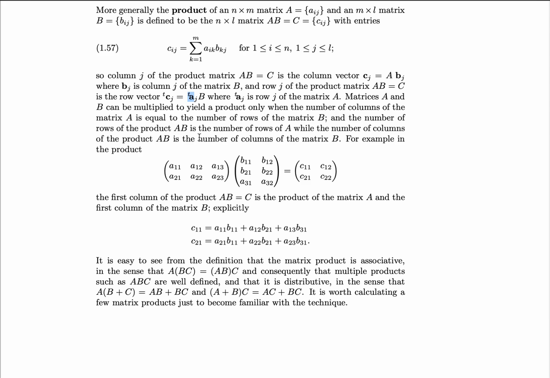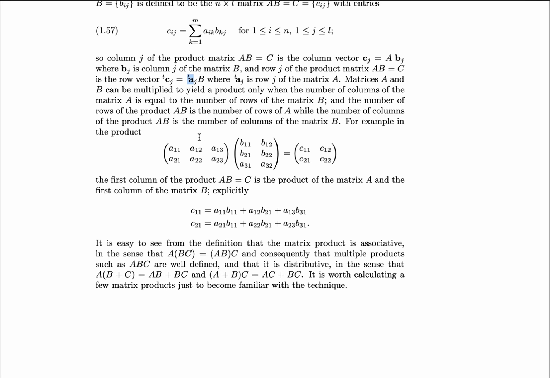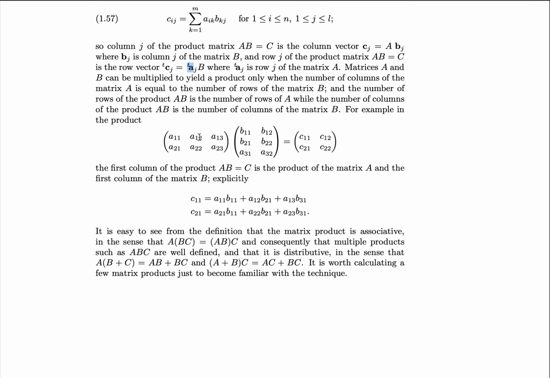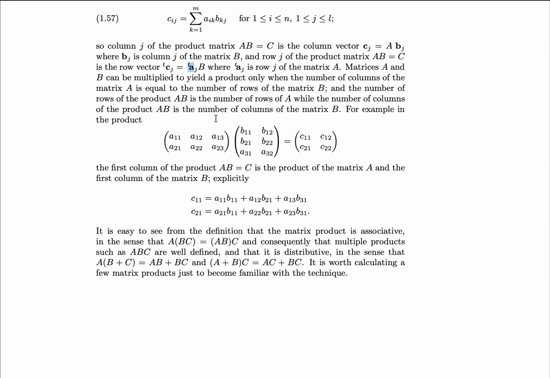These matrices can only be multiplied to yield a product when the number of columns of the matrix A is equal to the number of rows of the matrix B, and the number of rows of the product AB is the number of rows of A, while the number of columns of the product AB is the number of columns of the matrix B. As an example, this 2 by 3 times 3 by 2 gives you a 2 by 2 matrix. And you can calculate each of these elements explicitly.